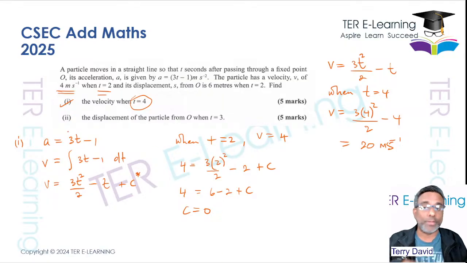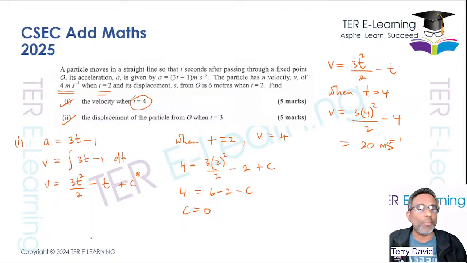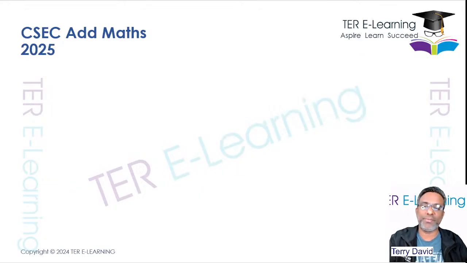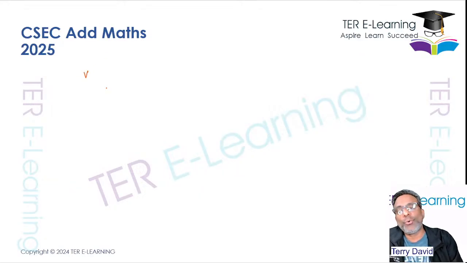So that's part one. Part two, we want to work out the displacement of the particle from O when t is equal to 3. This is a fairly okay question. You know your velocity equation, the velocity equation is given by 3t squared over 2 minus t. So this here is your velocity equation.